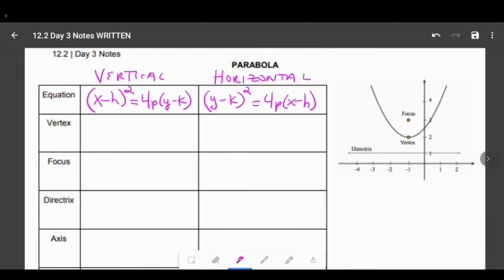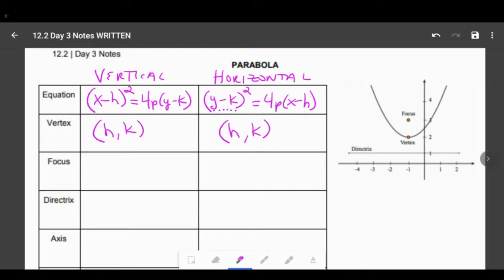Okay, so right away you should notice the difference. If the x quantity is squared, it's going to be a vertical parabola opening up and down. If it's a y quantity squared, it's going to be the horizontal parabola opening left and right. Now the vertex in either equation is going to be the coordinates (h, k). Look carefully in the horizontal, the k is listed first because that's always going to be with the y group. So make sure you notice that as you're going through when you write your equations and figure out your information. Okay, that'd be the tricky part.